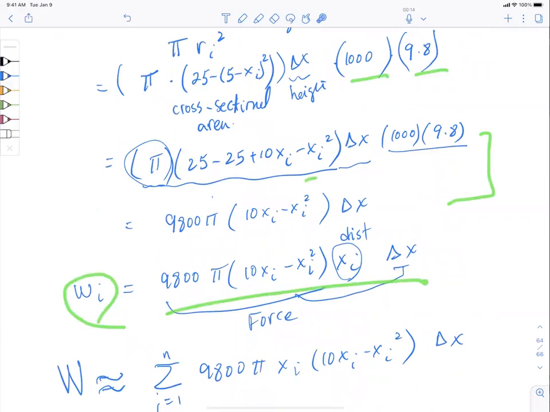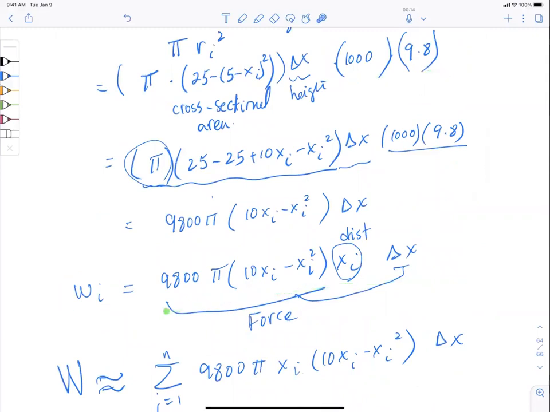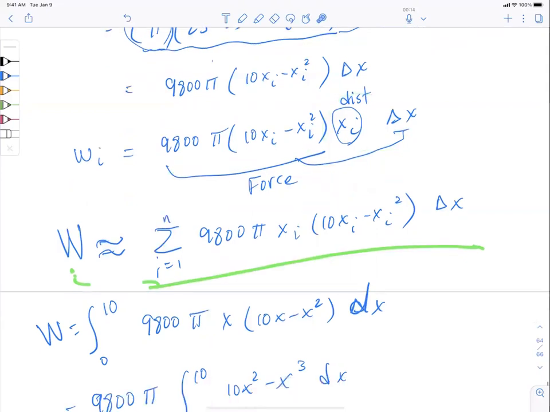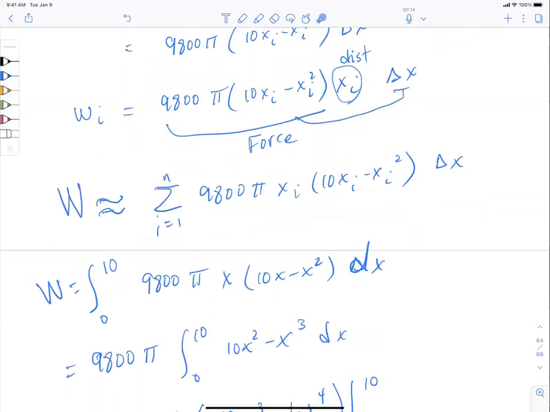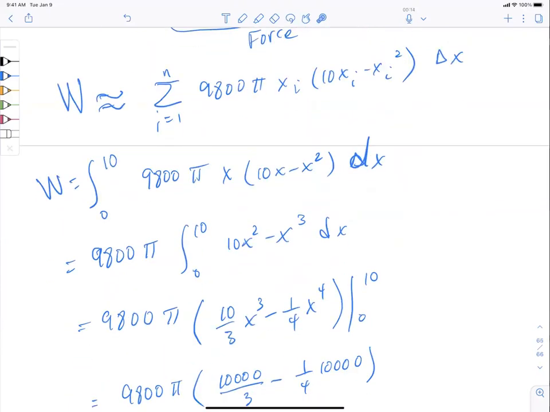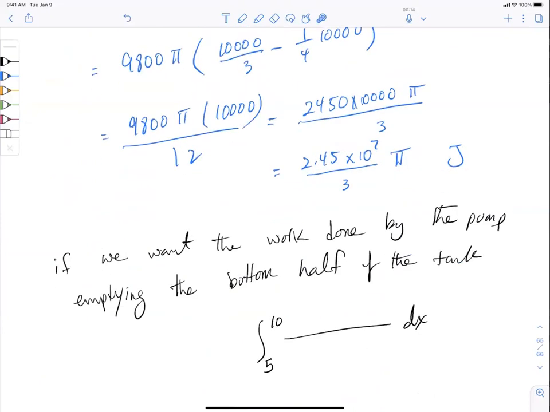I'm sorry, work. Sorry, this is not work, because work is this times distance. So force times distance. So capital W is going to be the sum of all those approximately. And then if I take the limit as delta x goes to 0 and as n goes to infinity, I get it in the form of an integral. And then of course, the rest of it is just calculating the integral.